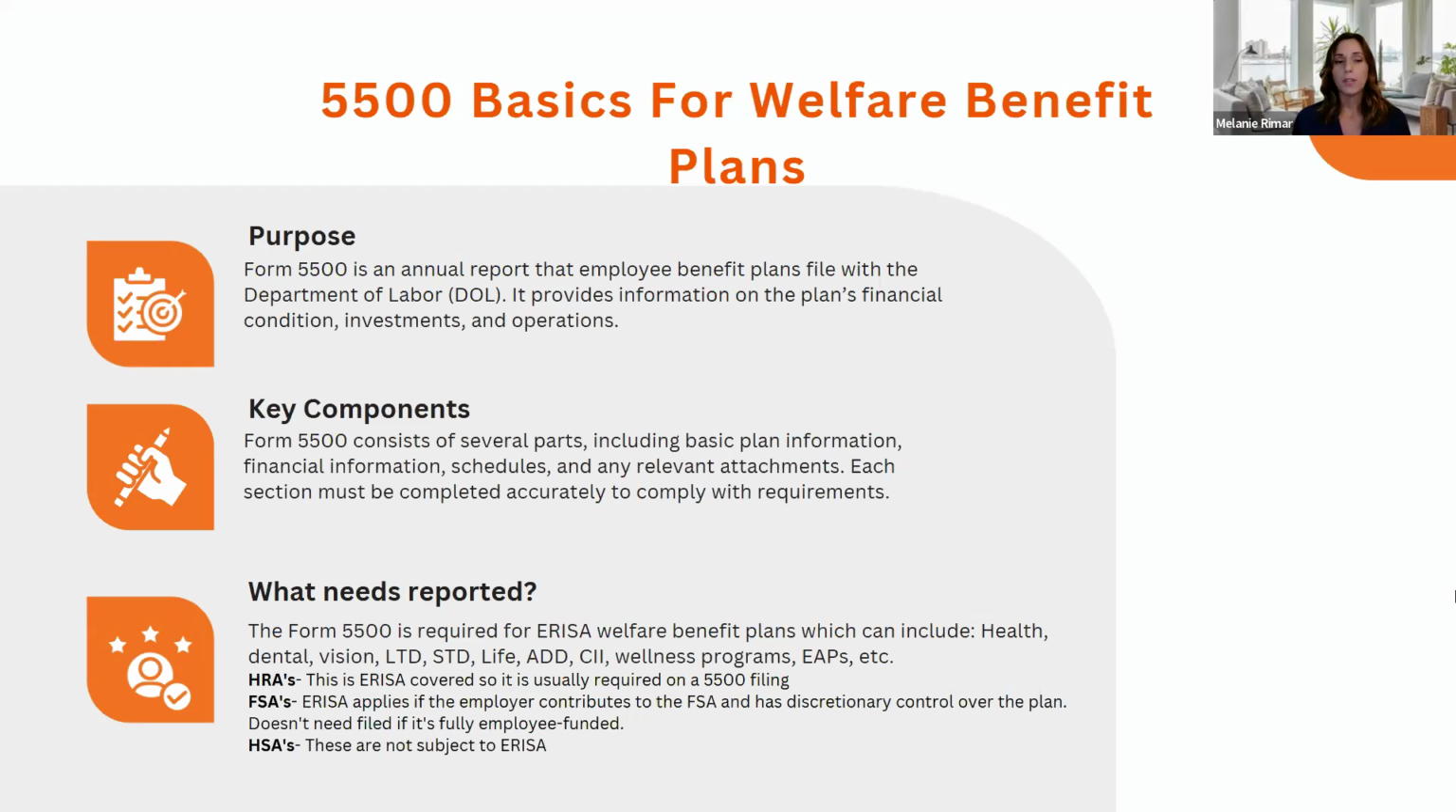Now, what needs to be reported on these? For 5500 welfare benefit plans, it needs to include all the benefit plans covered under ERISA. That's going to include your health, your dental, your vision, EAPs, your wellness programs. This also includes the HRAs. These are ERISA covered.